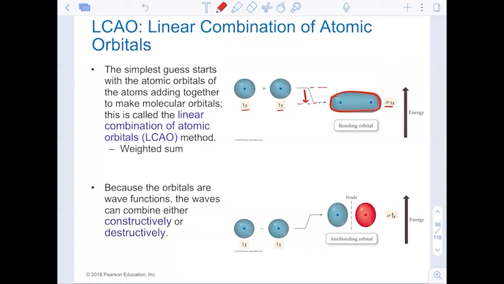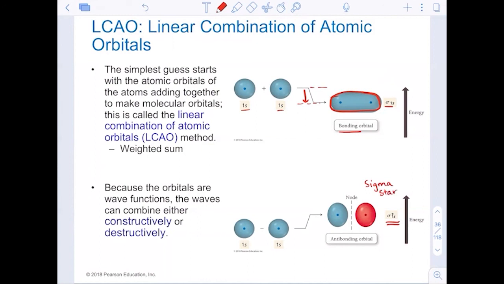Now, every orbital has two ways to come together, in a constructive way or a destructive way. Just like when two waves come together, they can be in phase or out of phase. What we have is a sigma bond, which is favorable. This is called a bonding orbital. We also have a way where they could possibly come together in an unfavorable way, what we call a sigma star.